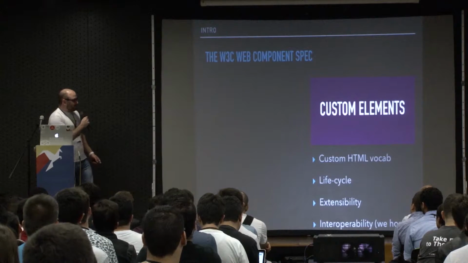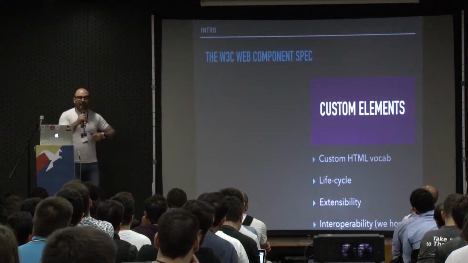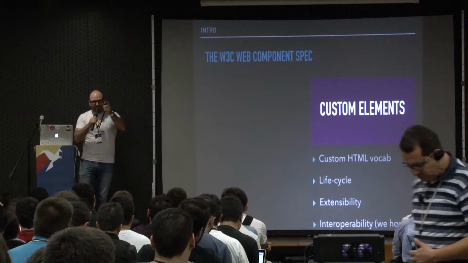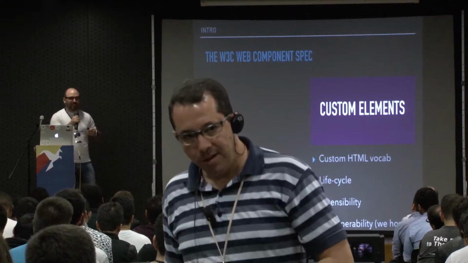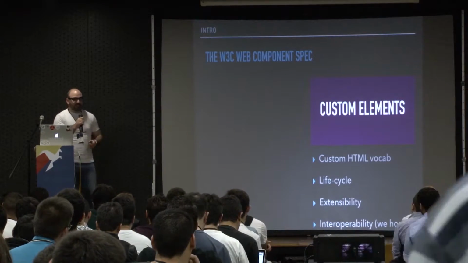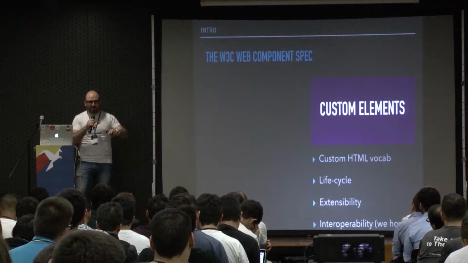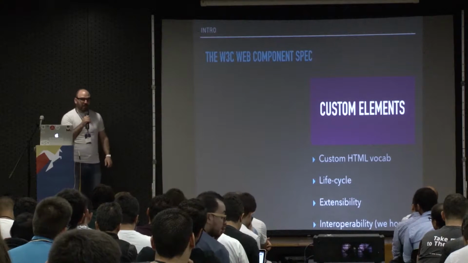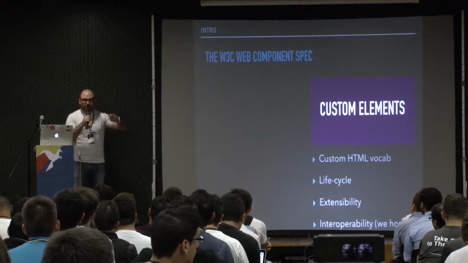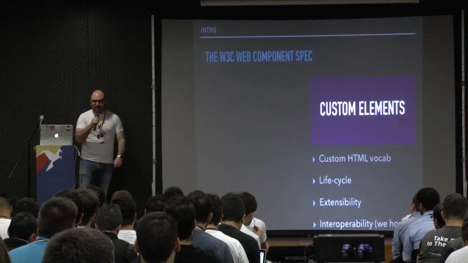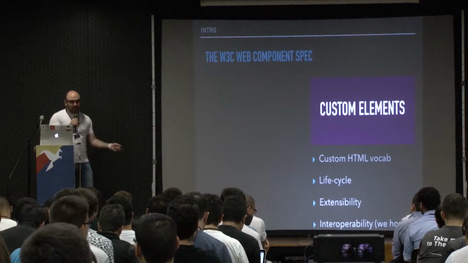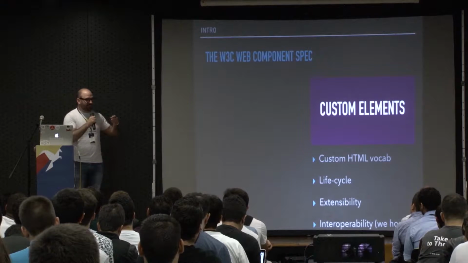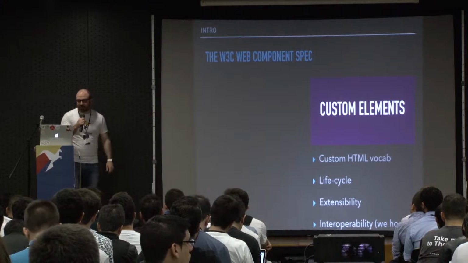So the second piece, custom elements. This is the ability to add your own vocabulary to HTML. So you don't have to say div, div, div, div, div, div, div all the way down. You can say this is a card. This is a contact information widget. Custom elements also give us a life cycle, so we know when a component has been created, when it's been inserted into the document. It gives us extensibility by way of prototypical inheritance, the same way that you can extend object, you can extend these components.